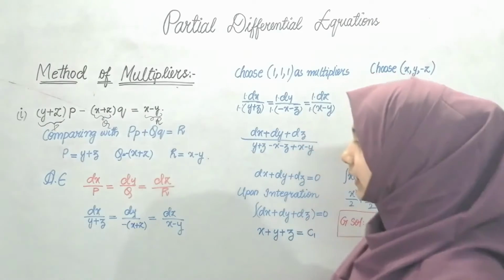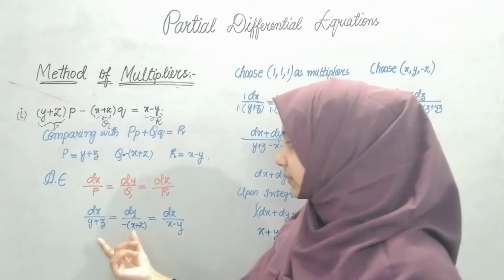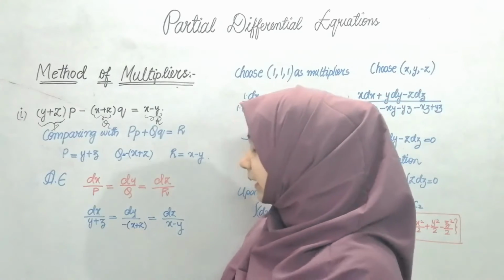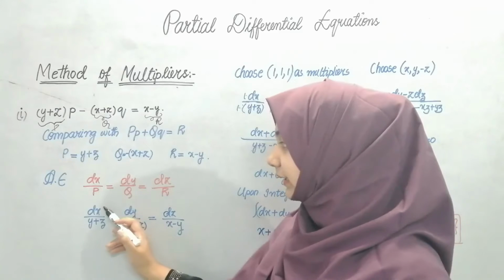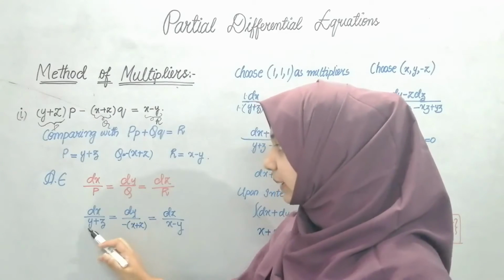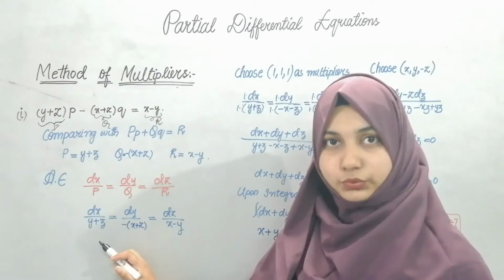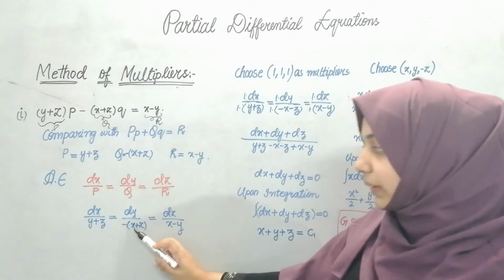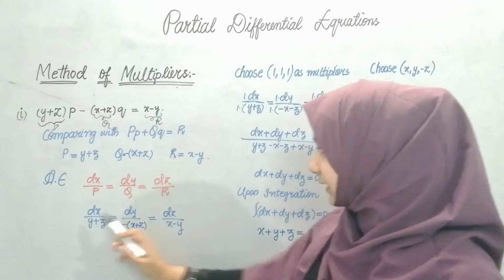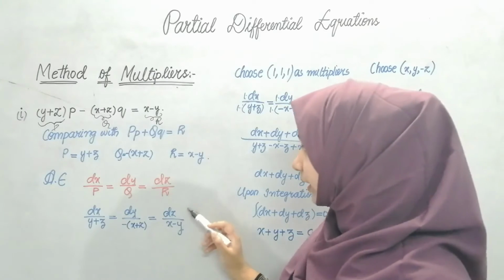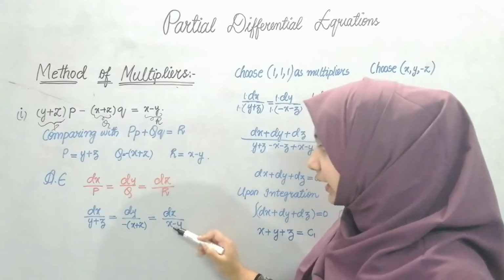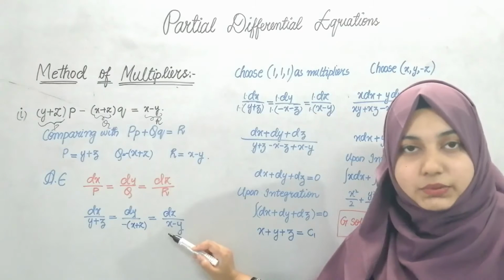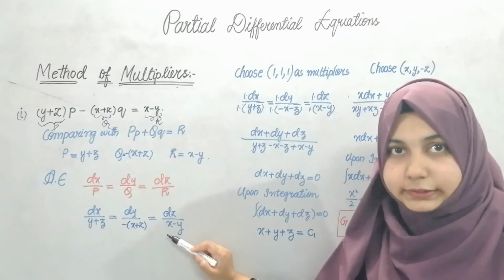Done. Now if you see here, if I equate any two equations, suppose I am equating these two, I need to integrate this with respect to x, but I don't have any x term here. Similarly, I have to integrate it with respect to y, but I've got no y term here. Suppose I'm taking these two terms, same thing is happening here. I don't have any z term here. I need to integrate with respect to z, but I don't have any z term.